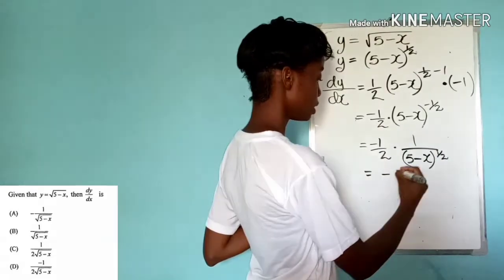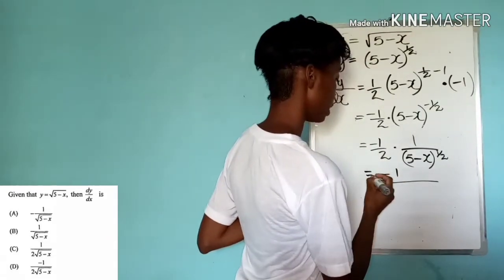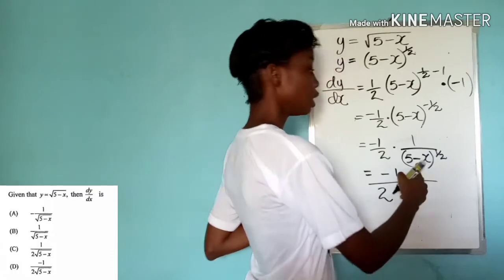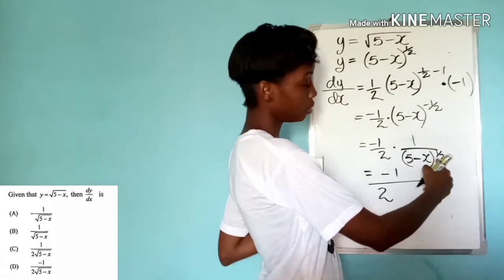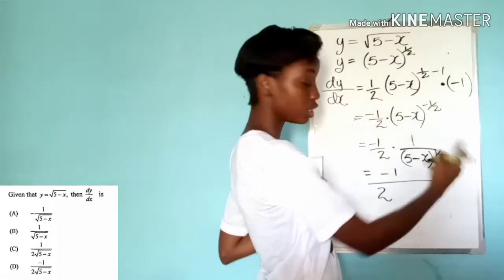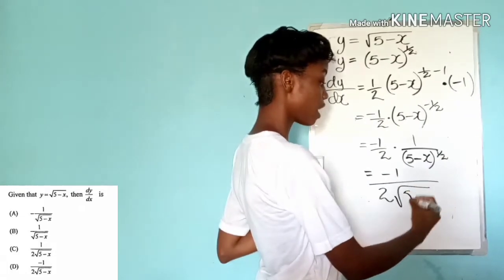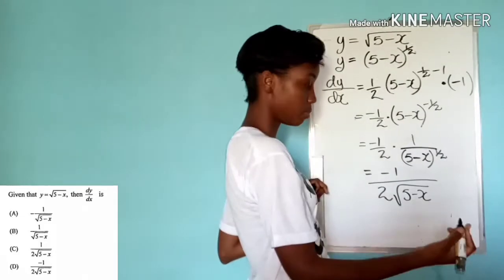1 times 1, that's negative 1, divided by 2. Your answer does not have the power a half in it, but it does have square root of 5 minus x, which means the same thing.